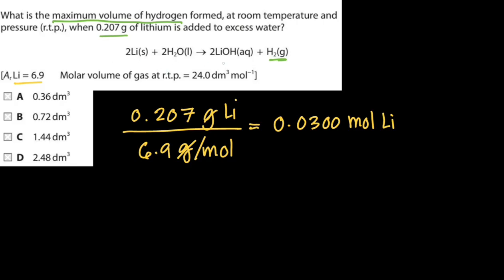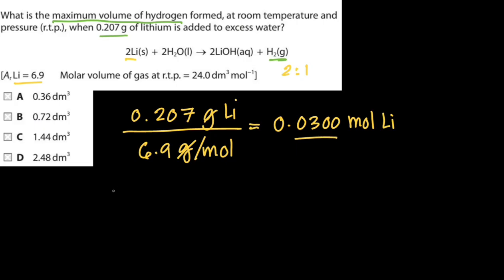And now from the given equation here, let's take a look if it's really balanced. So we have 4 hydrogens, oxygen 2, okay, it's balanced. So from the given equation, the ratio of lithium to hydrogen is 2:1. So that is 2 moles of lithium is to 1 mole of hydrogen. So 2 moles of lithium produce 1 mole of hydrogen. So now we can calculate the number of moles of hydrogen from the number of moles of lithium that we just calculated.